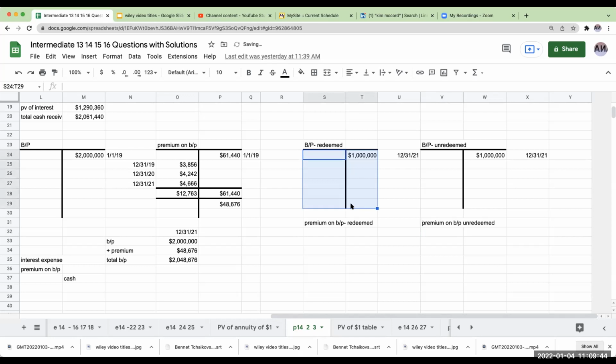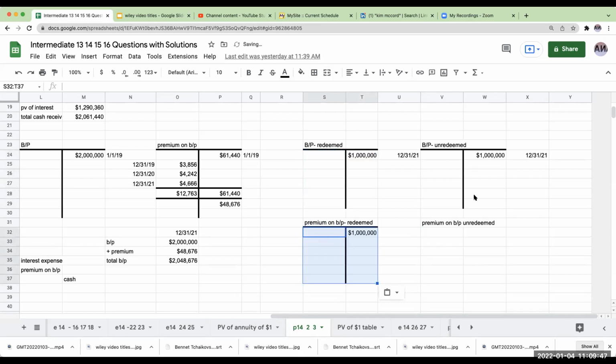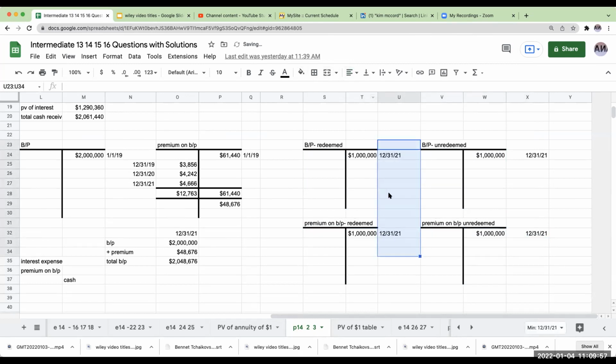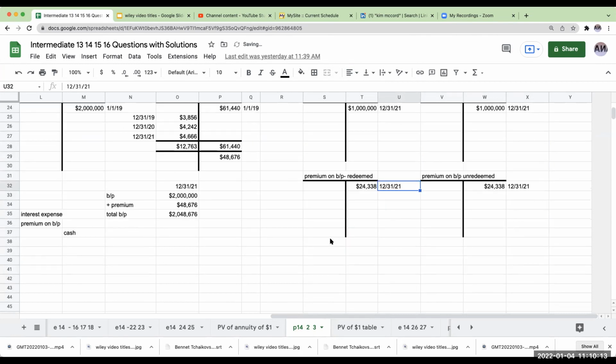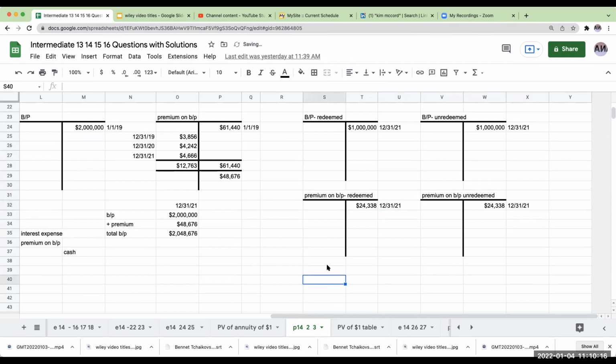Okay. So again, I'm just rewriting history. And all I'm going to go through and do is on 12/31/21, I'm going to take 48,676 and divide this by 2. So I'm just splitting this up. Now, for my interest expense, that's all I've done.